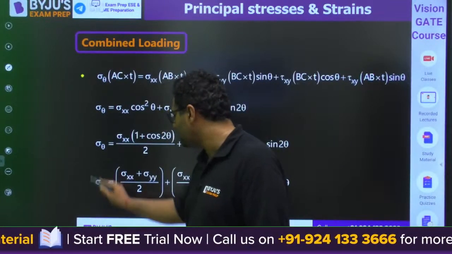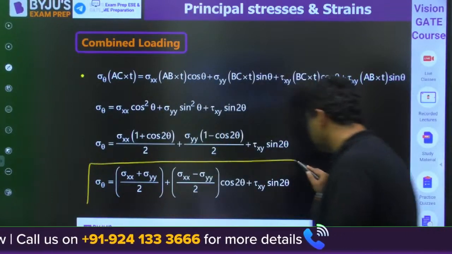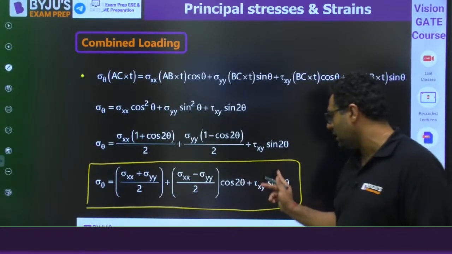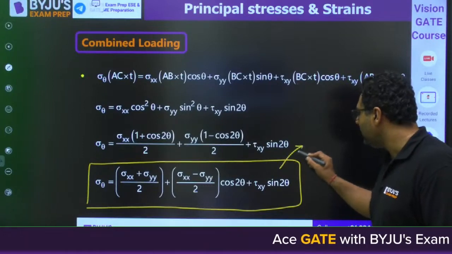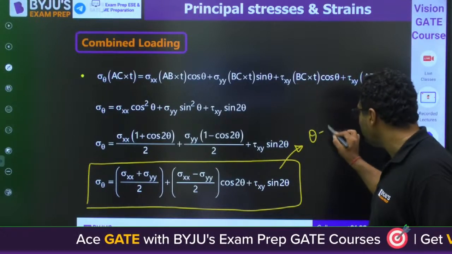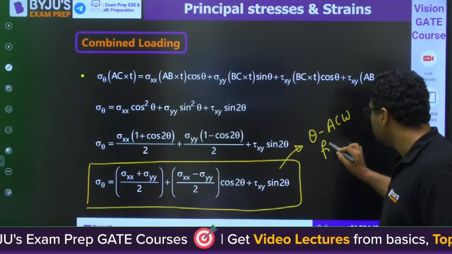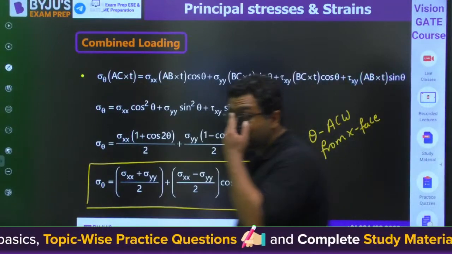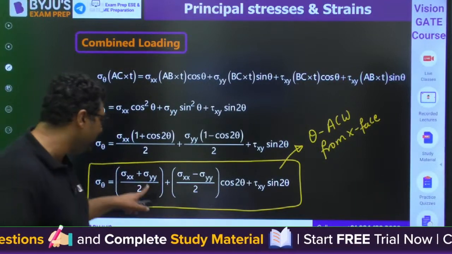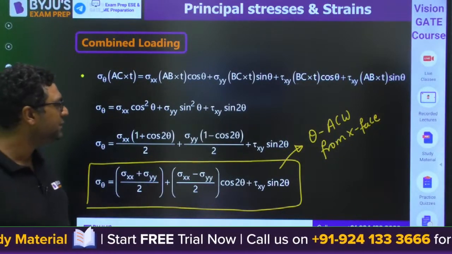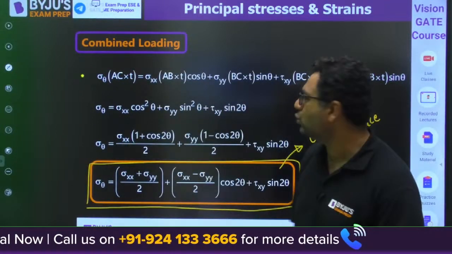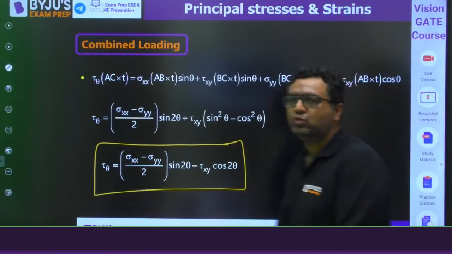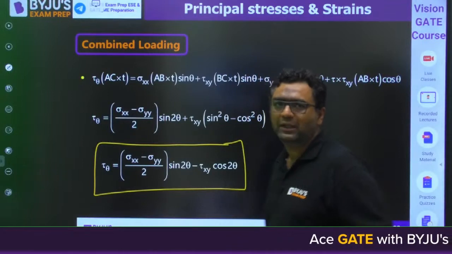Whenever we derive the expressions for them, they will come like this. First of all, the expression for sigma theta is: sigma theta equals (sigma xx plus sigma yy) by 2 plus (sigma xx minus sigma yy) by 2 times cos 2 theta plus tau xy sin 2 theta. But you will get this result only when theta is anti-clockwise from the x face. That is the necessary condition for the proof. If by chance theta is given clockwise, then you need to put theta equals minus theta in this expression. Similarly, like we derived sigma theta, we can derive tau theta also. The tau theta expression will be: (sigma xx minus sigma yy) by 2 sin 2 theta minus tau xy cos 2 theta.